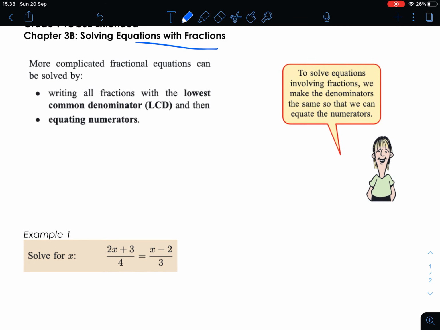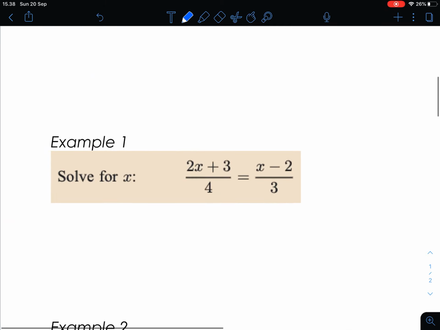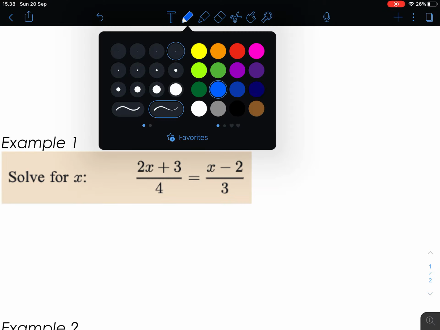So this is from your book. It says, more complicated fractional equations can be solved by writing all fractions with the lowest common denominator and then equating the numerators. That's fine. We can do that. So it says solve for x.